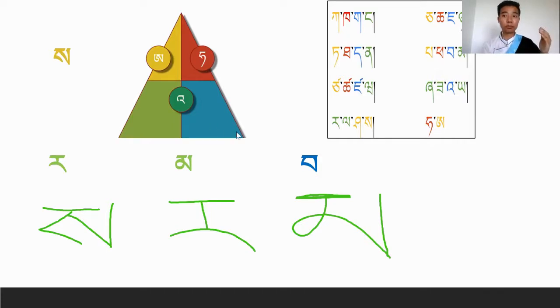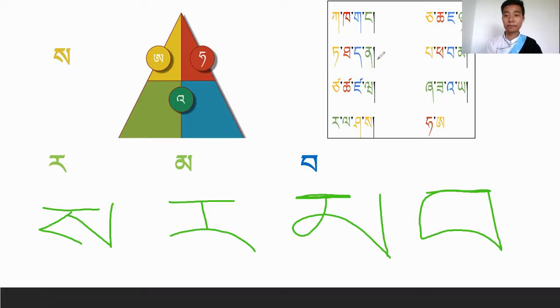Pa is a blue one. Pa, pa, pa. Then how to write pa? Pa is like this. It's two steps. This is pa. That's it. After that, I want to show you the meaning of these four characters.